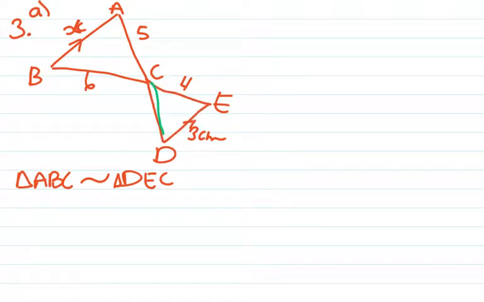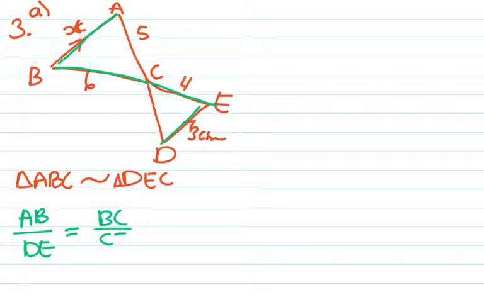So that means AB over DE match, and BC matches with CE. So if we set up this ratio, we'll have an X in there, and then we can solve for X to find what we're missing. So AB is X, over DE is 3, BC is 6, over CE is 4.